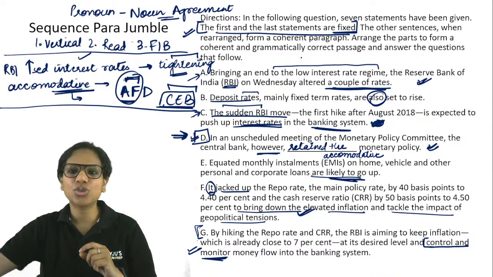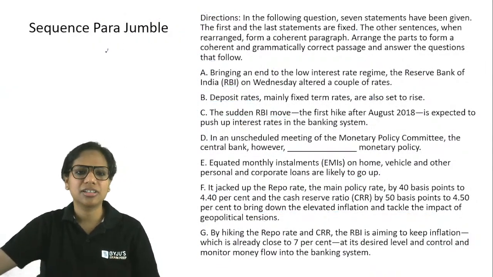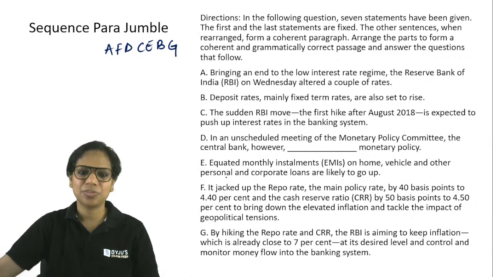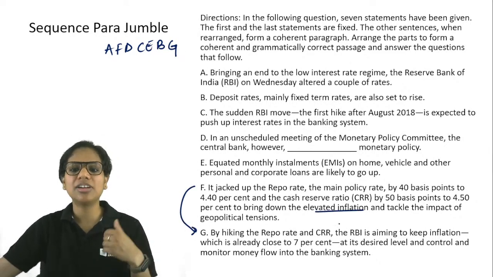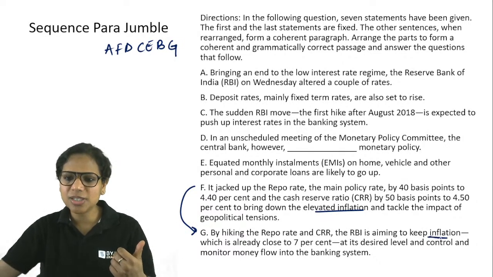So now that we have understood that the sequence is A, F, D, C, E, B, G, the question is why should G come at the end, right? Some of you must be thinking, ये तो F के बाद आना चाहिए था. Yes? So a very legit query. This should come after F because F is talking about elevated inflation and then we are talking about inflation here as well.